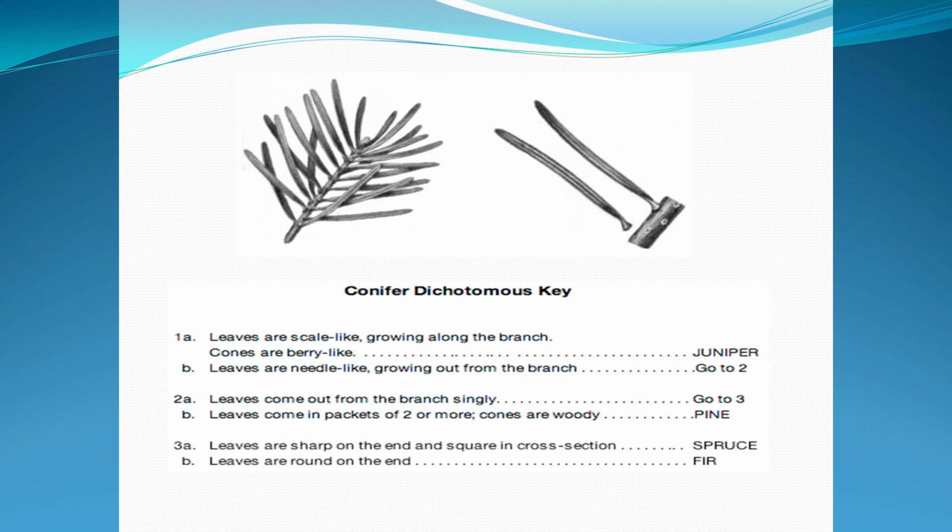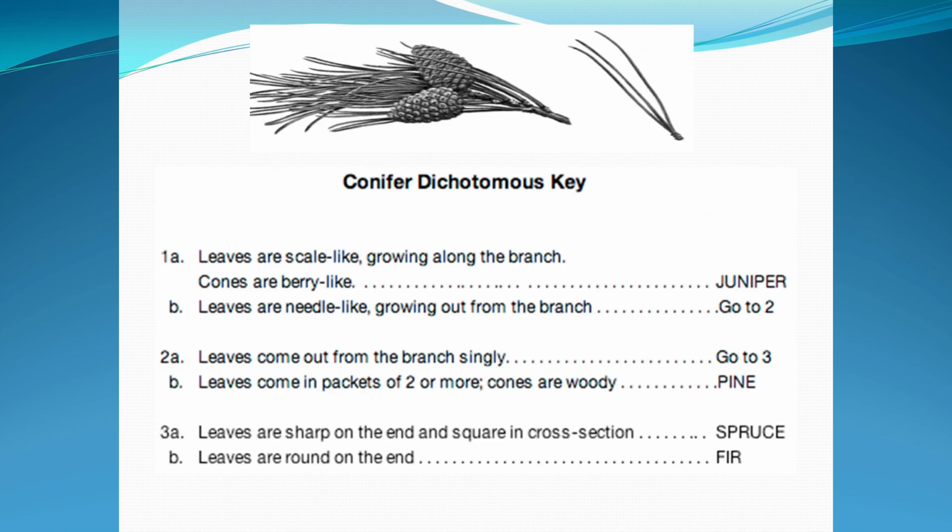Then it says leaves are sharp at the end or leaves are round at the end. Now I would have to guess that those look pretty sharp to me. So I would call it a spruce, and that's what I would name it. Let's look at this other one. Same key, but different picture. So the leaves are still needle-like, and I go to 2, but this time the picture on the right shows me that they come out in bundles, and there's 3 of them in there, so then it would have to be the pine. So same key, but 2 different organisms.